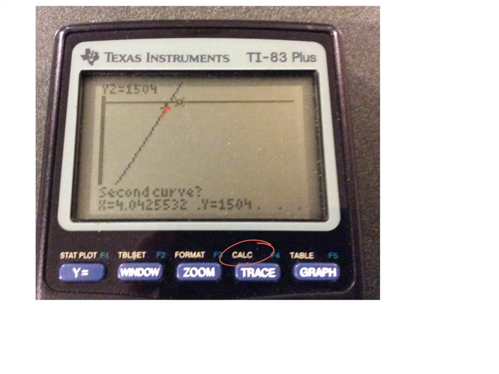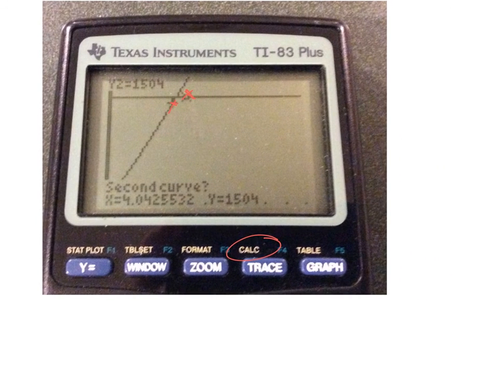I said that's the first curve, and now it's asking for the second curve, so you can see the markers on the other curve. And then I'm going to hit enter, and when I hit enter, it gives me an intersection point. After you hit the second curve, and you get to guess, you can just hit enter. This will change to intersection, and it'll give you the x and the y values. So mine says x equals 3.5 and y equals 1504.